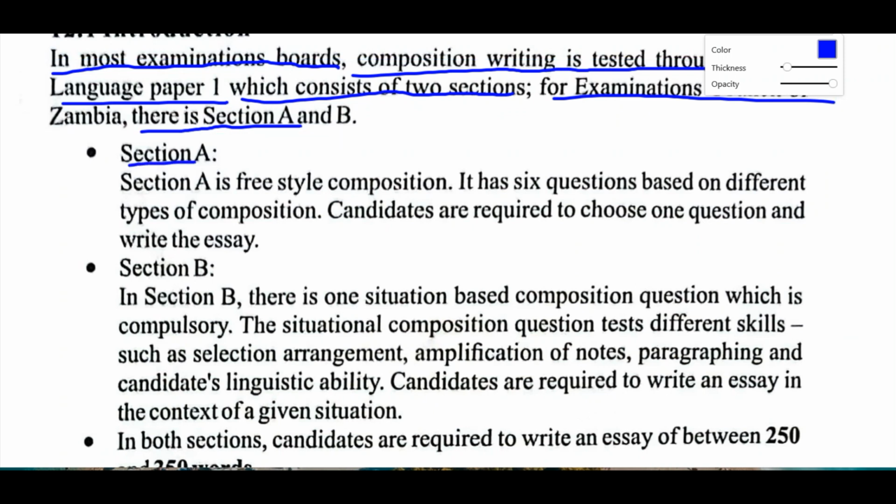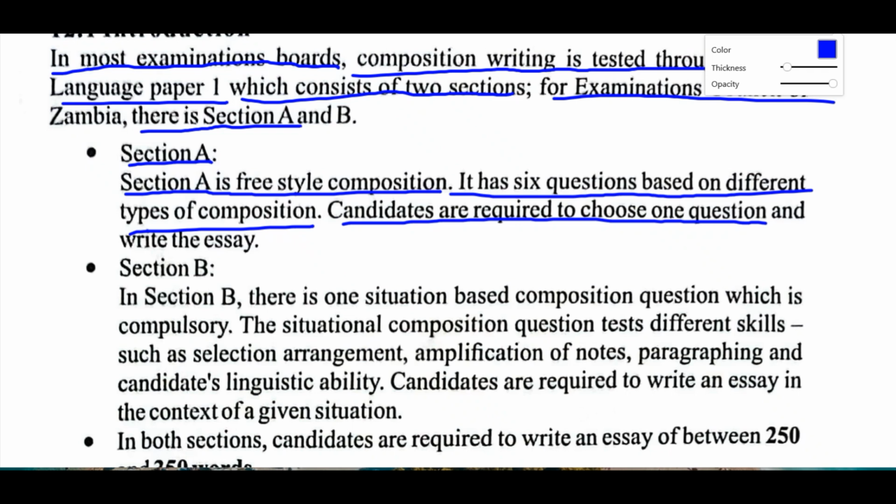So in section A, this is what we call a freestyle composition. It has 6 questions based on different types of composition. Candidates are required to choose one composition and write the essay. So you are only supposed to choose one composition from section A out of the 6 compositions that are given.